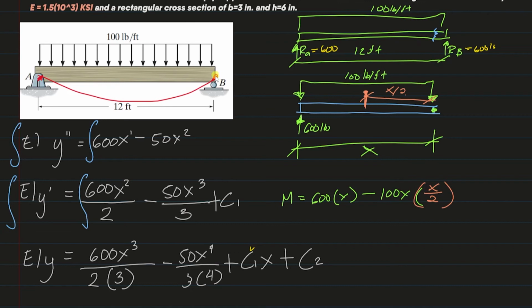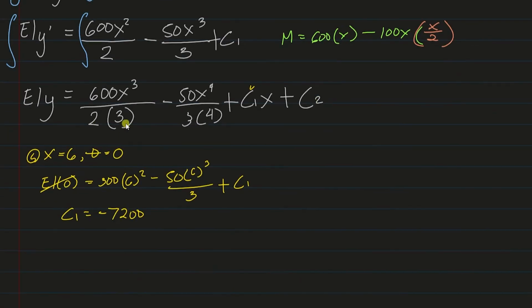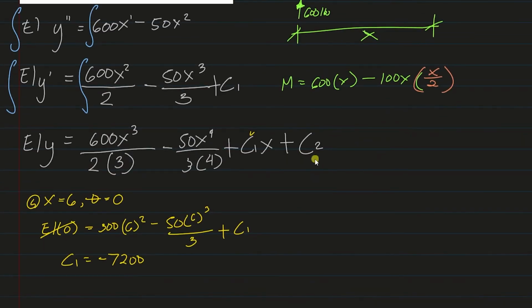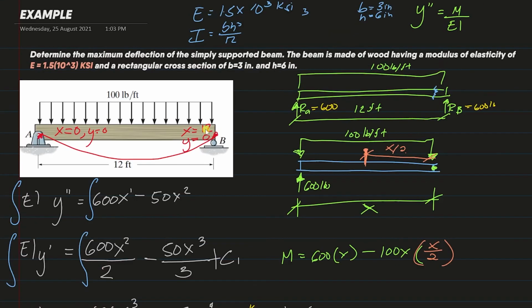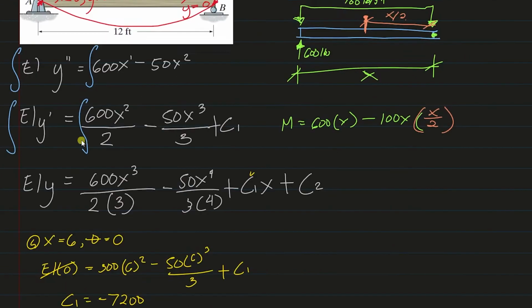So, ibig sabihin, we know that when our x is equal to 0, then y or the deflection is also equal to 0. Same likewise here. When our x is equal to 12, our y is also equal to 0. It will not deflect. Okay? So, we can use either of the two conditions to solve for the value of C2. Kasi y, meron tayong x, meron tayong C1. C2 lang natitira. So, let's gamitin natin itong 0, 0. Siyempre, mas madali, di ba?